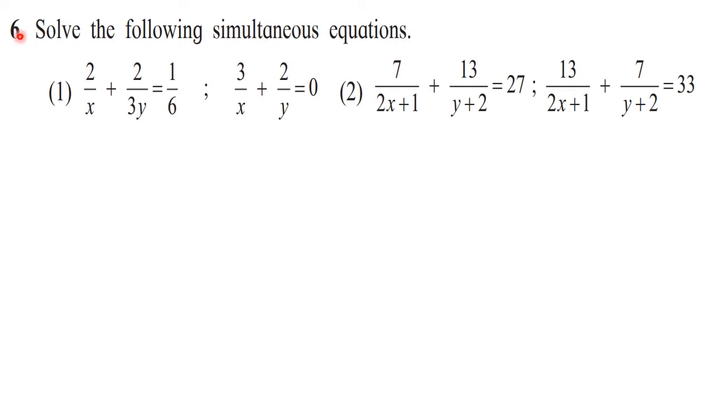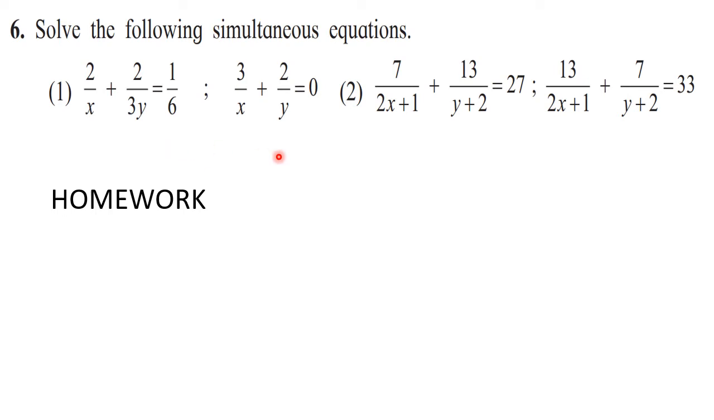Question number 6, solve the following simultaneous equations. In the last lecture I told you that you can do it by yourself as homework. These are equations reducible to the form of linear equations. So you can do it by yourself by doing substitution: 1 upon x is equal to m and 1 upon y is equal to n. Now let us go further.